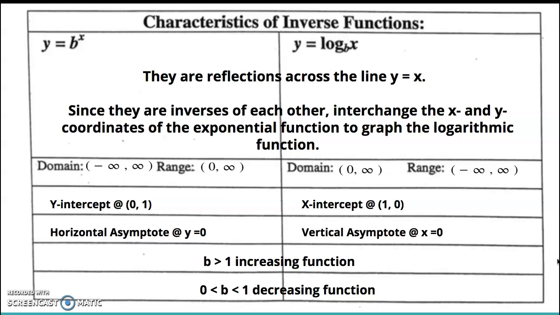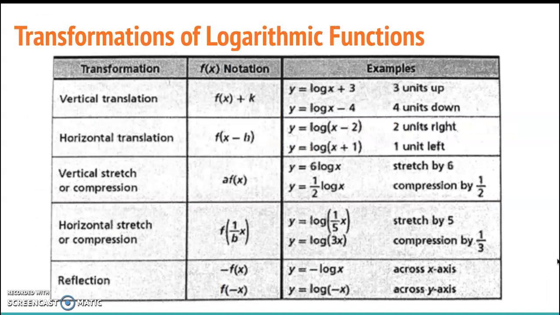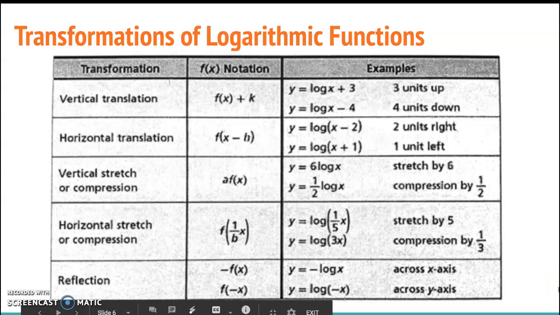So let's take a look at our transformations here. I'm not going to spend a ton of time going over this table. You have it in your notes to refer to, and transformations is something we've been working with throughout this entire semester with every parent function we've learned. So none of the rules or the order have changed. Just the way it looks written with a logarithm is the only thing that is different.